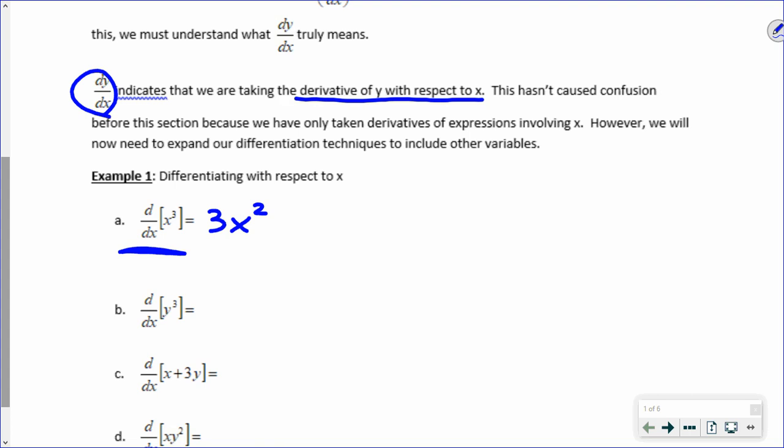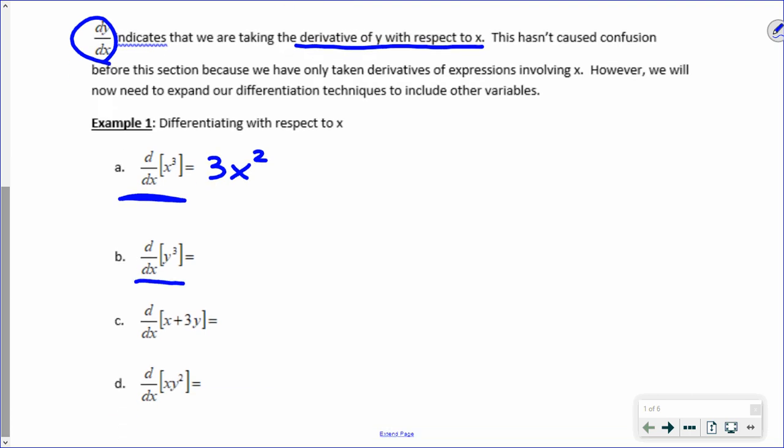But what if, look at b though, this one is different. Now we are being asked to find the derivative of y cubed with respect to x. All right, so in this case, you guys, you have to think of y as its own function, okay? Because remember, y equals f of x. So if y is its own function, then to find that derivative, you have to use chain rule. So think of finding the derivative of y cubed with respect to x as a composition, okay?